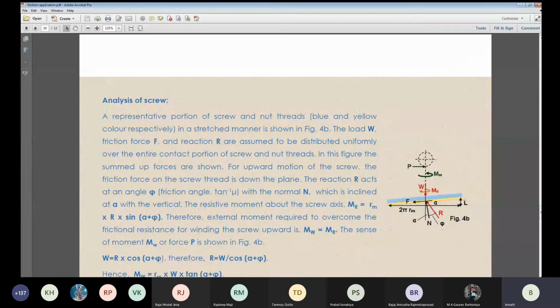So this is the pitch. Forget about L, I am not talking about L. So this is the pitch. To travel this linear distance, we have moved by one circumference in the plane perpendicular to the axis. What is the circumference? 2 pi rm, 2 pi multiplied by rm. So 2 pi rm is the circumference, and it is going up by one pitch. So I draw one triangle: tan alpha equals P divided by 2 pi rm. Is it clear to you?